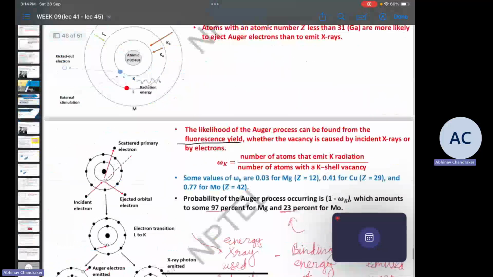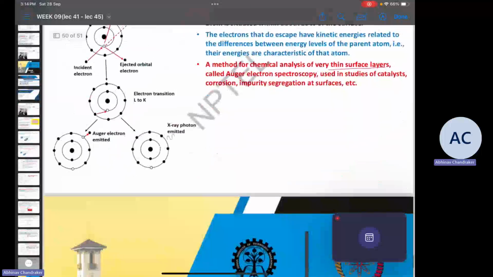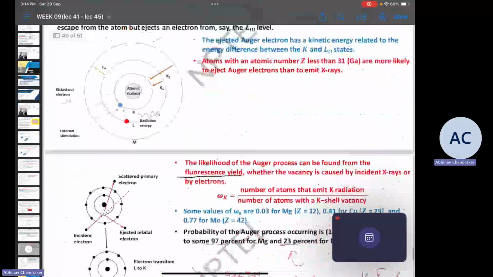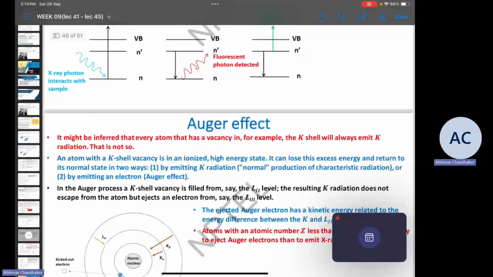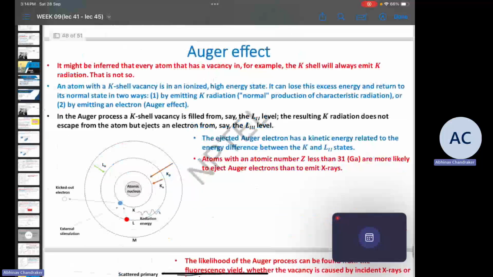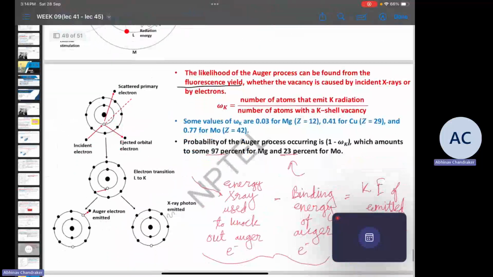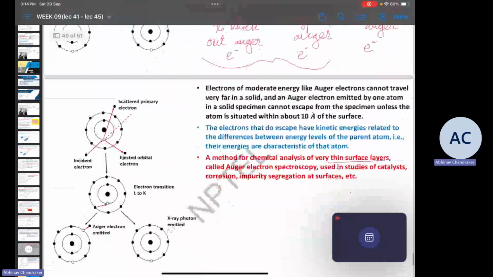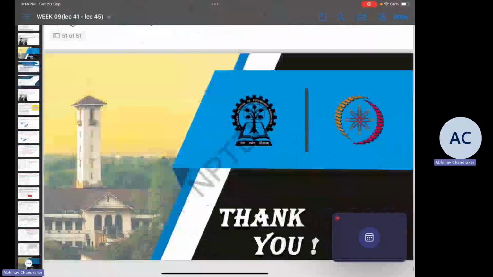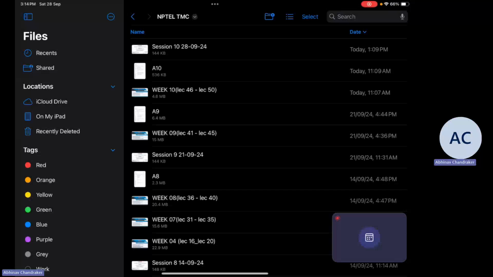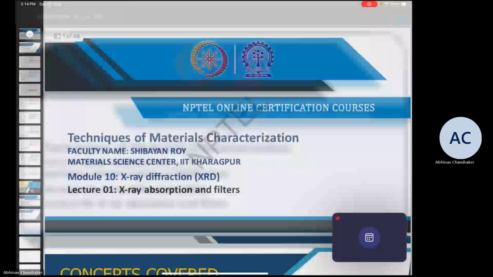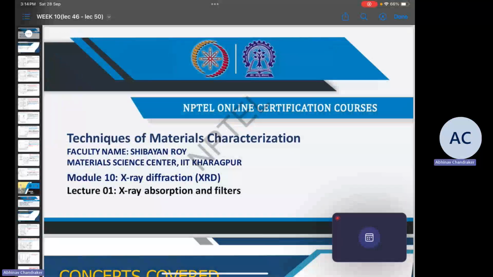Then we also touched upon Auger electrons and the Auger effect, which is an alternate path that can take place when you're trying to generate X-rays. So either you can generate X-rays or you can generate some Auger electrons. Both are possible. That was what we covered in the previous module.